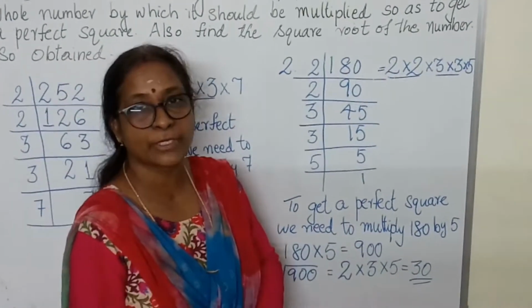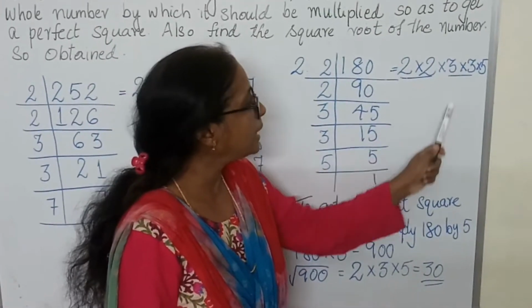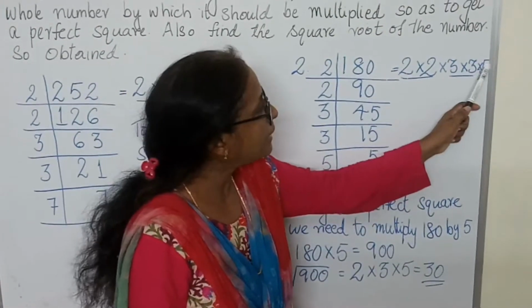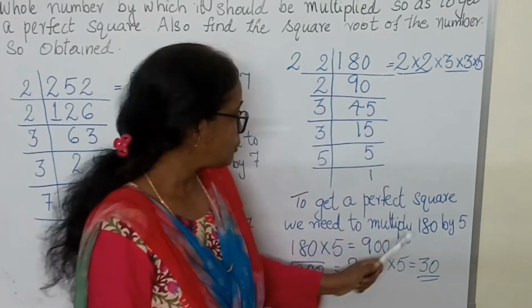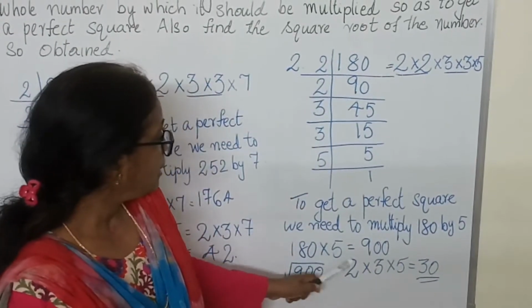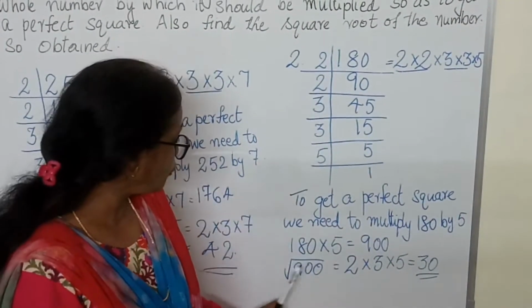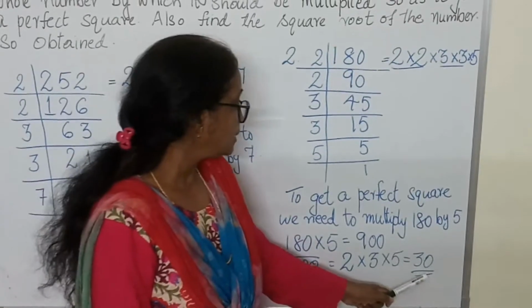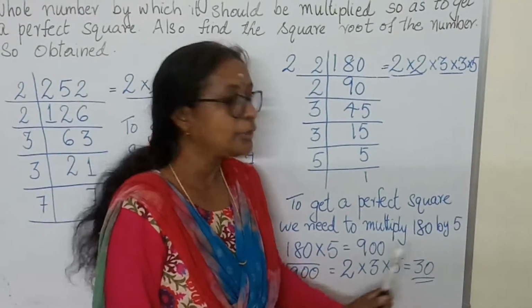be a perfect square. Because see here, from here we take 2, from here we take 3, and see here, when we multiply this by 5, it will become 5 into 5. So the number will be 2 into 3 into 5. That is, the square root of 900 will be 2 multiplied by 3 multiplied by 5, which is equal to 30.